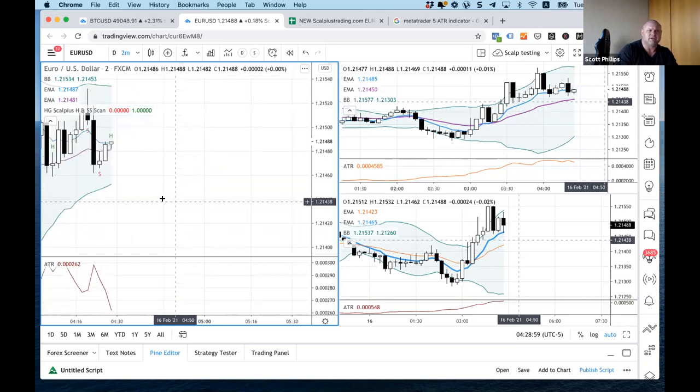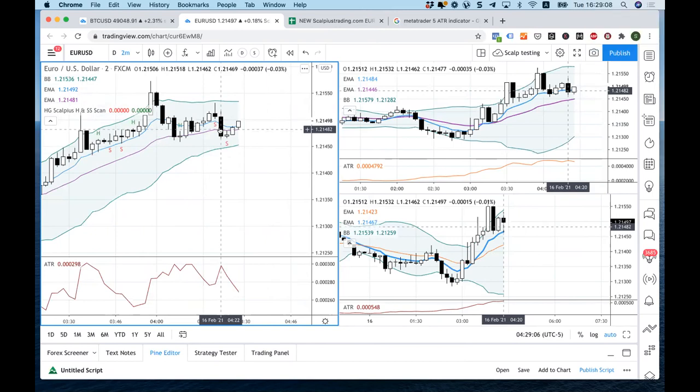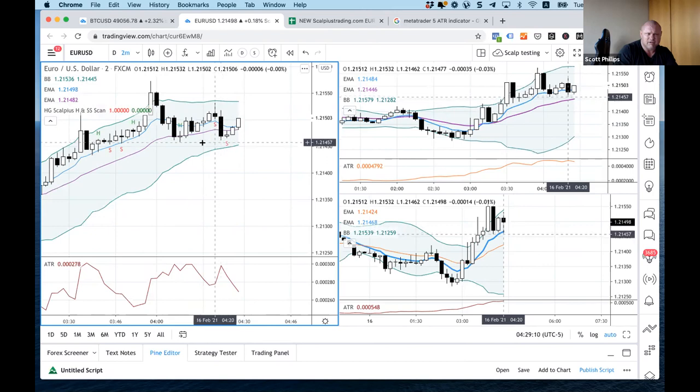Okay, are we still in decreasing volume mode? The ATR is still decreasing. Yeah, and higher 298.